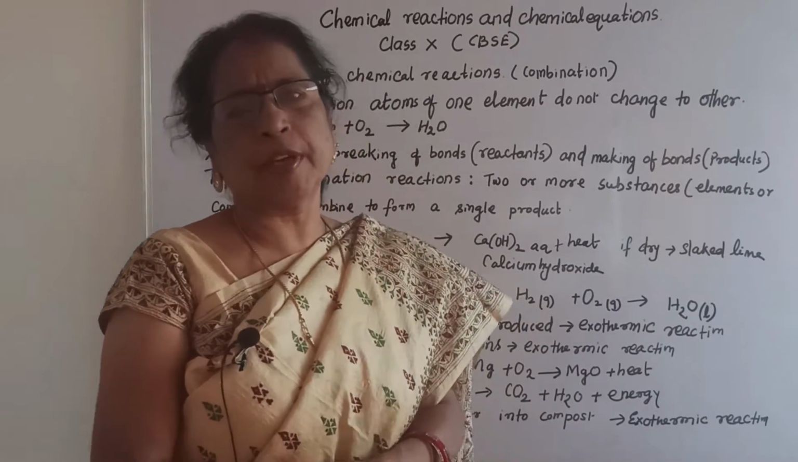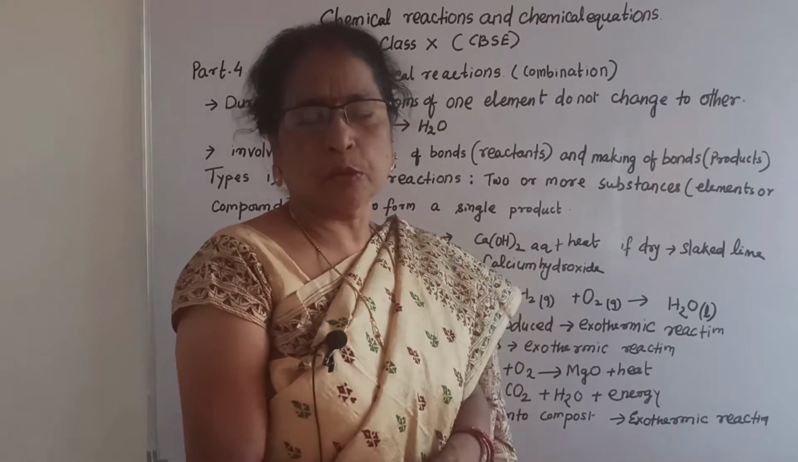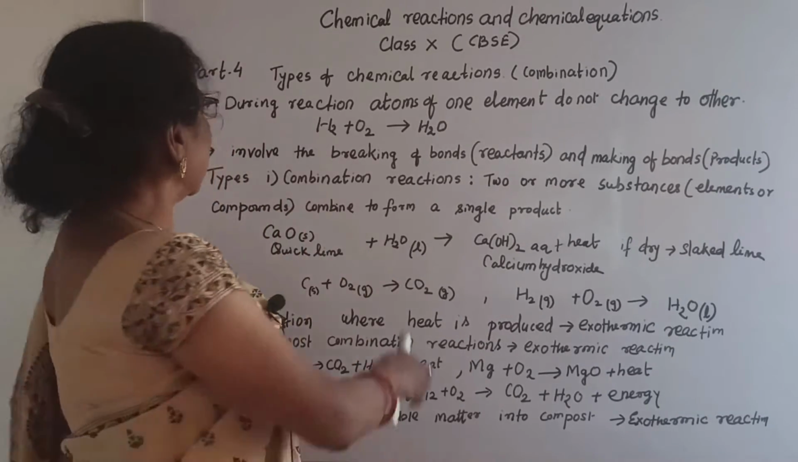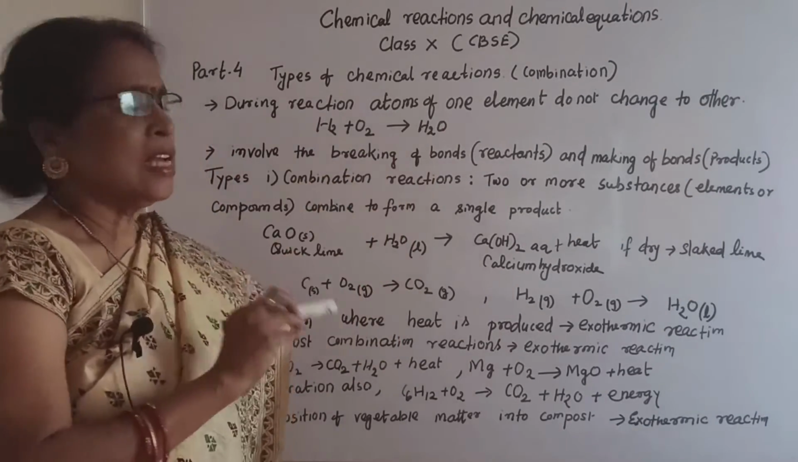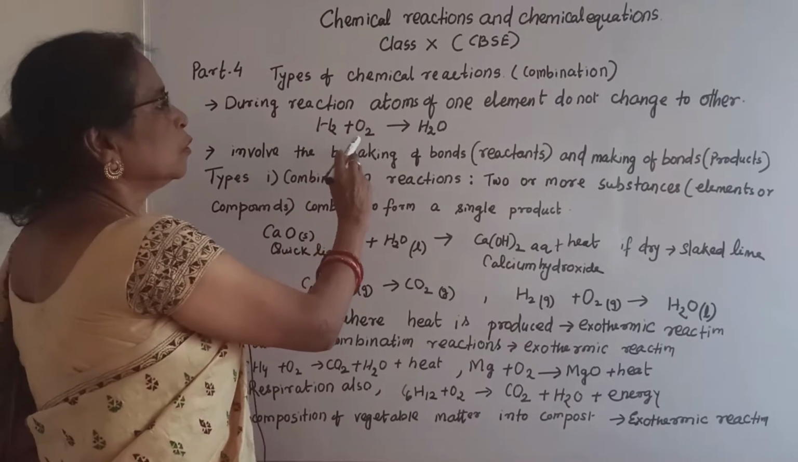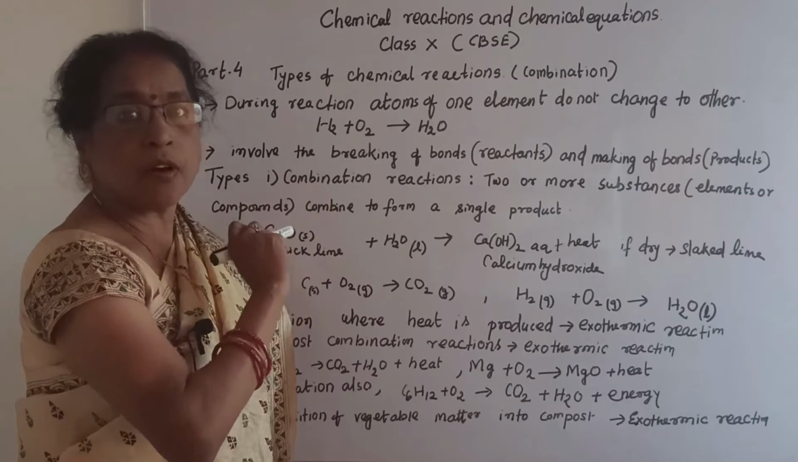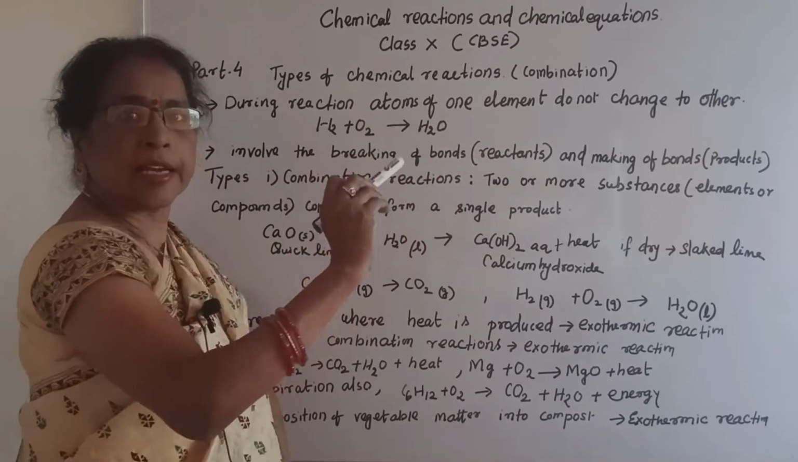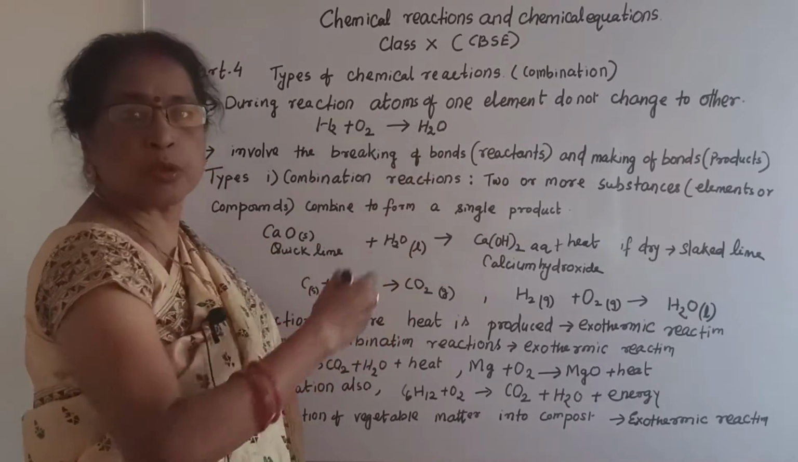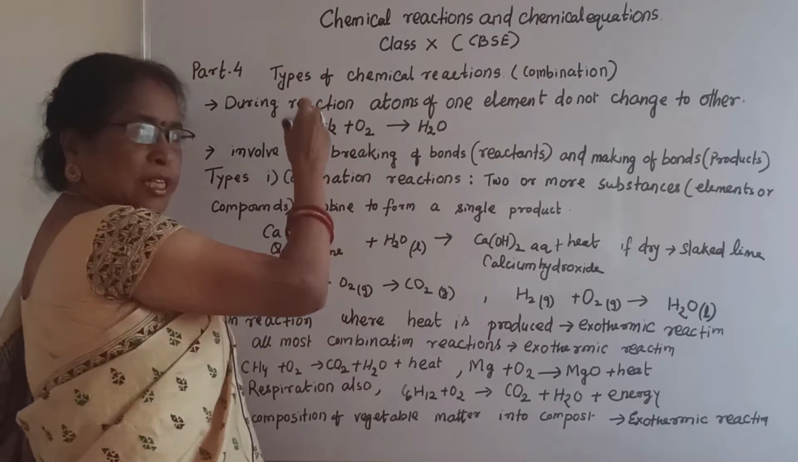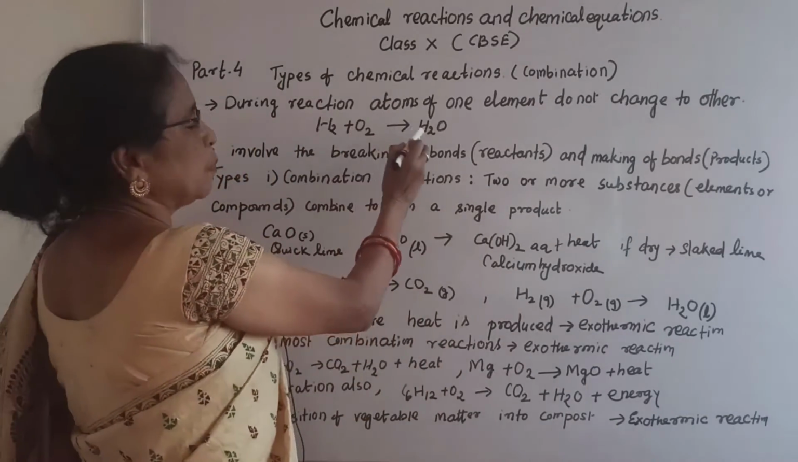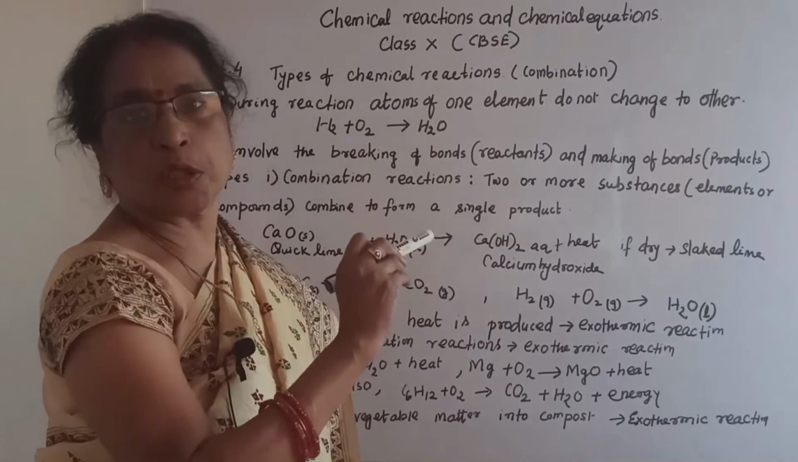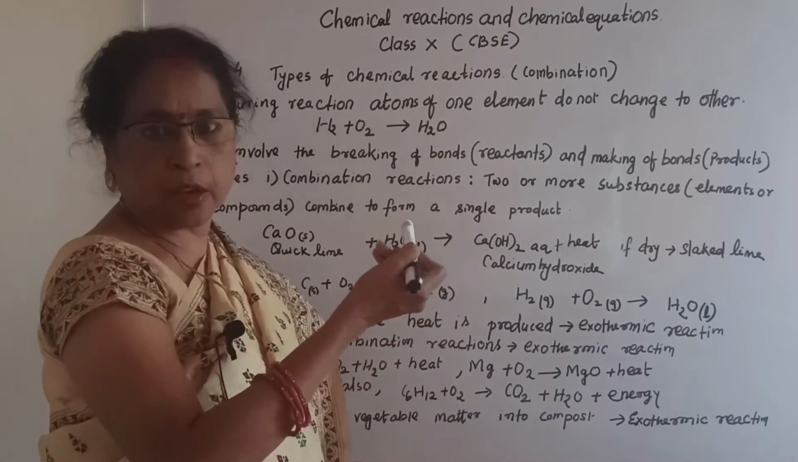There are so many types of chemical reaction and one of them is combination, which is very important, also very simple. And what happens in a chemical reaction? In a chemical reaction, you can see the atoms of one element do not change to atoms of another element. That means atoms of hydrogen and oxygen in the product side never change to nitrogen, carbon or sodium. Only hydrogen and oxygen present on the reactant side means in the product also only hydrogen and oxygen are represented, whether in different forms of the compound.